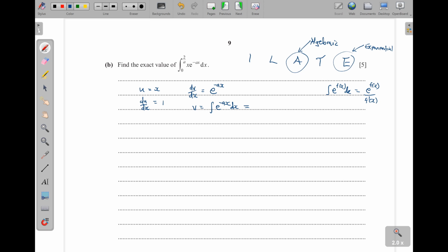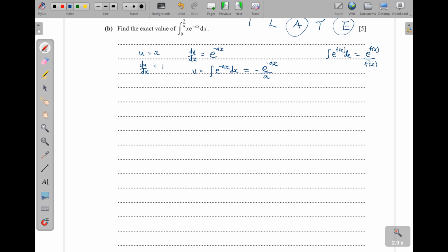When we differentiate here, we get a negative a, so that means we shall get e power negative ax, then divide by negative a. But I can write the a here, and then I put this one as a negative, just like that. Then using integration by parts, the integral of u dv/dx with respect to x is given by uv, subtract the integral of v du/dx with respect to x.